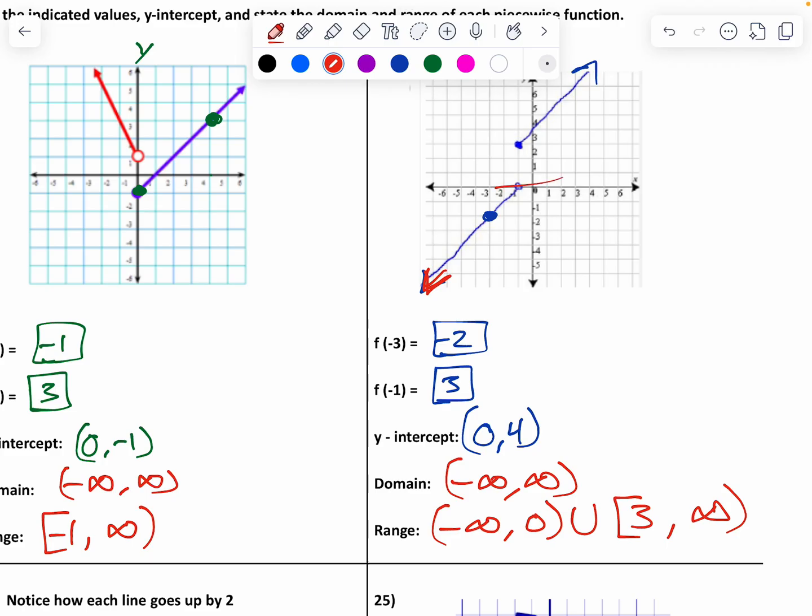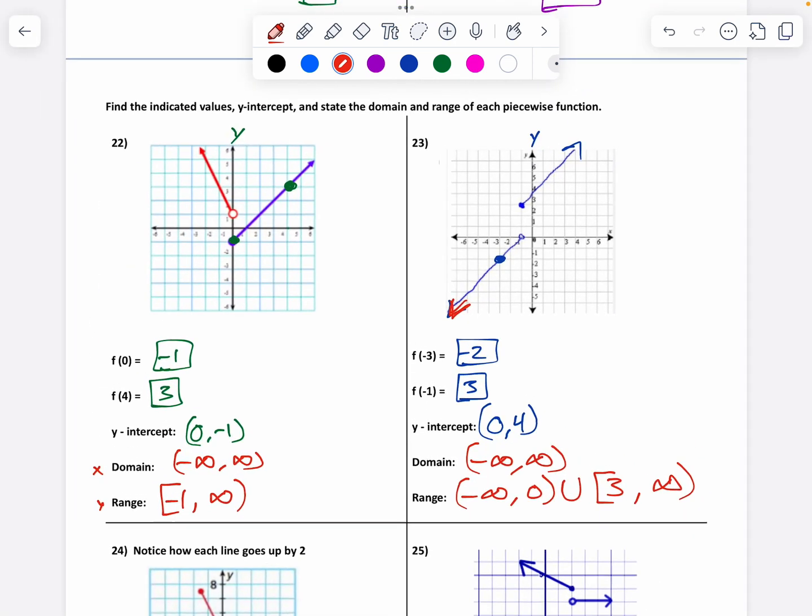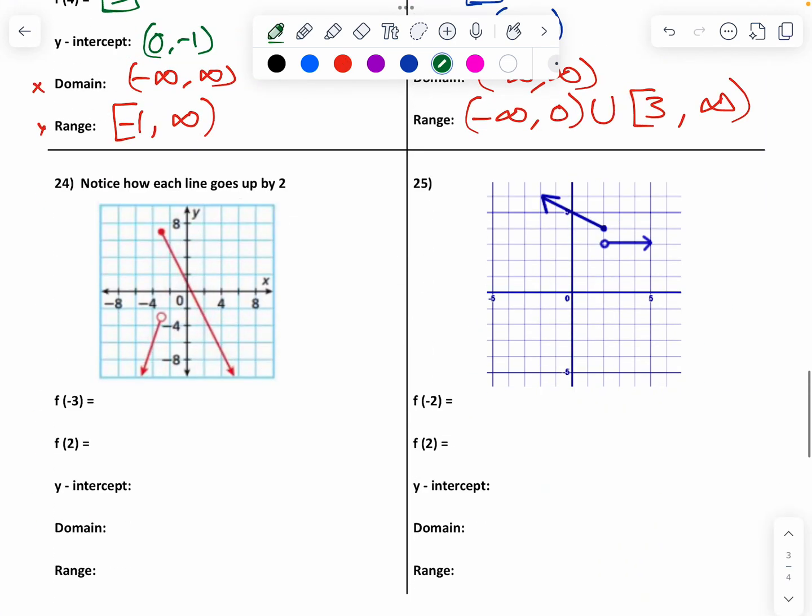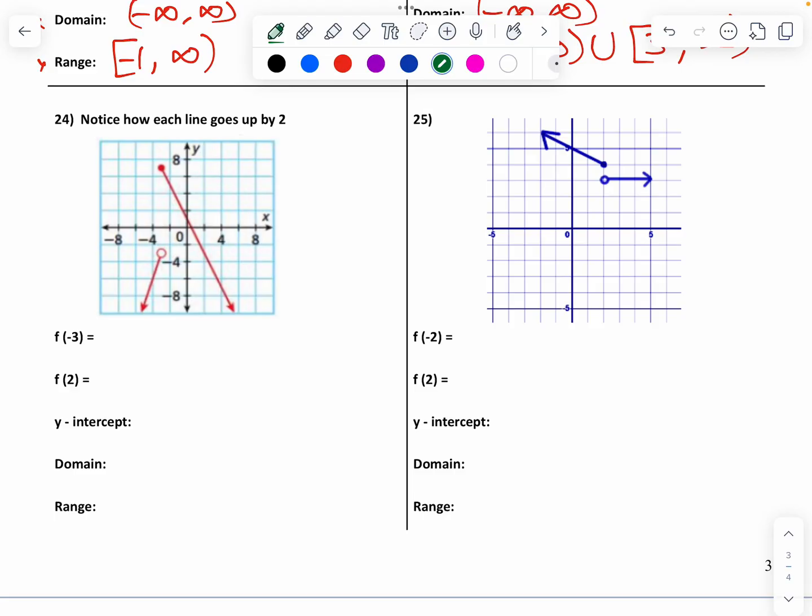Okay? That's how you use that union anytime there's a gap. Understand, this is not a gap because the purple one's included between those two dots. This one has no y values. That is a gap with nothing between them. Okay? So let's go to the bottom here. Pretty much the same scenario.